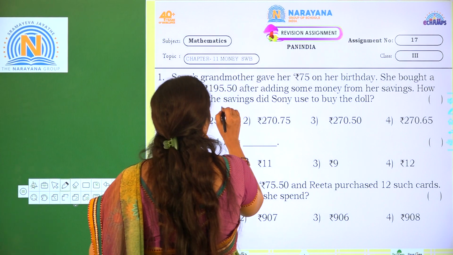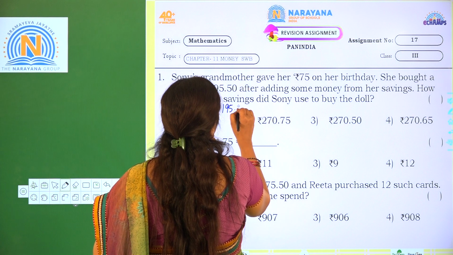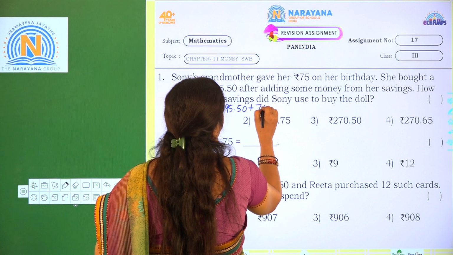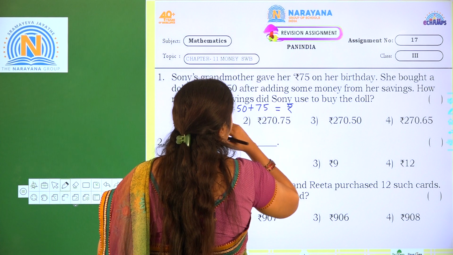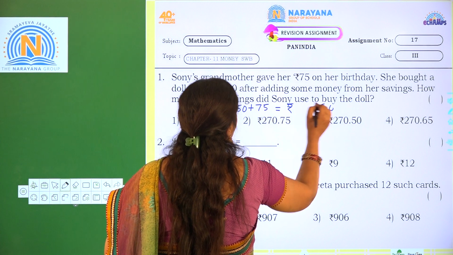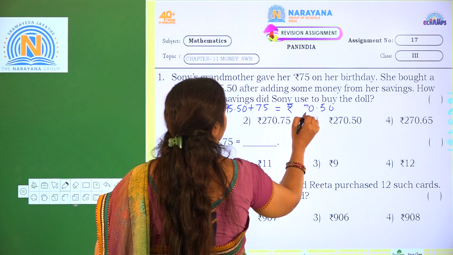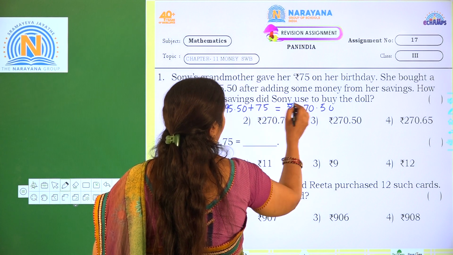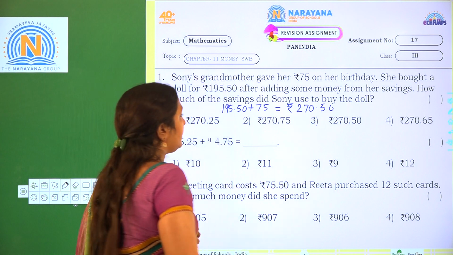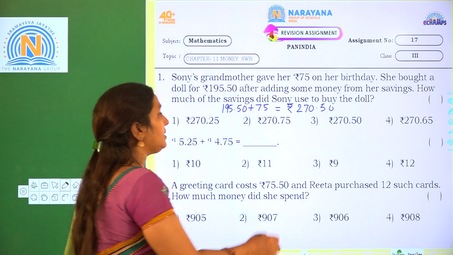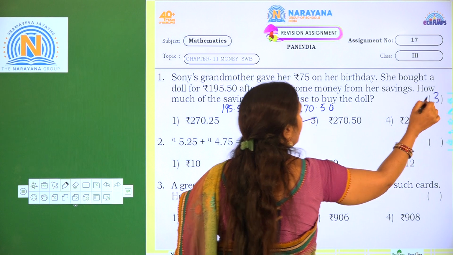So ₹195.50 plus 75 paise, we get 50 paise. 5 plus 5 is 10, carry 1. 10 plus 7 is 17, carry 1, 1 plus 1 is 2. ₹270.50, which is the correct option. Option 3.